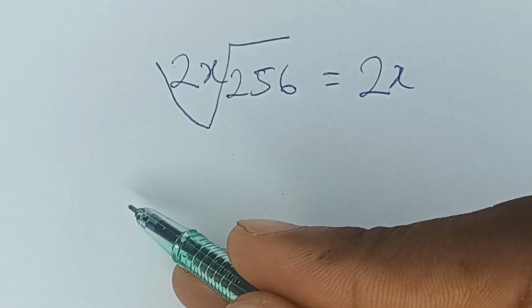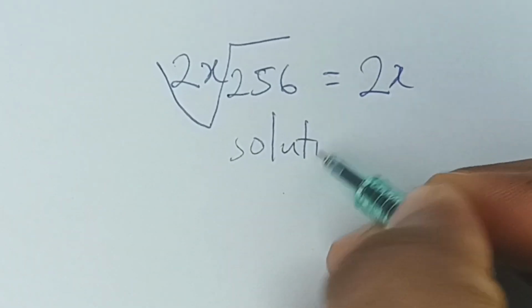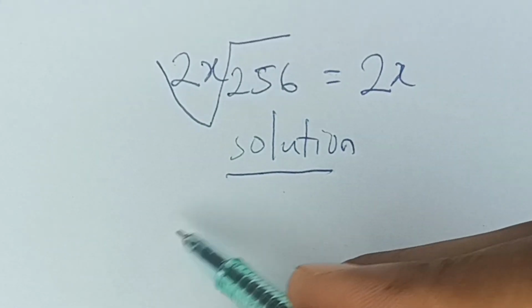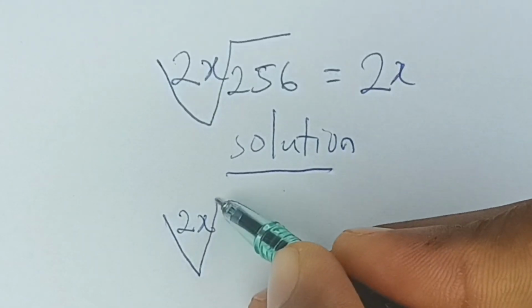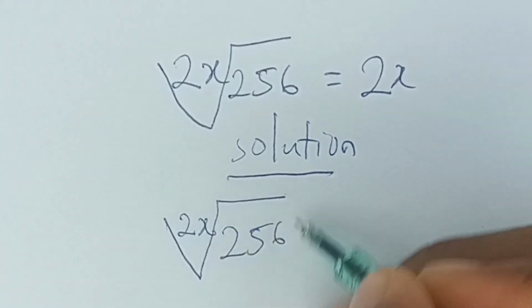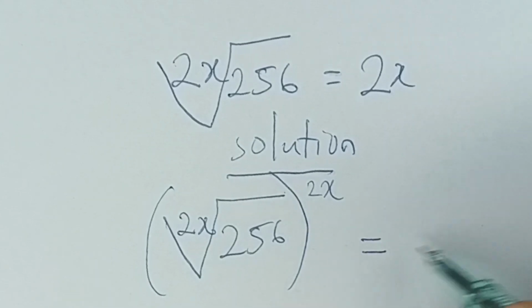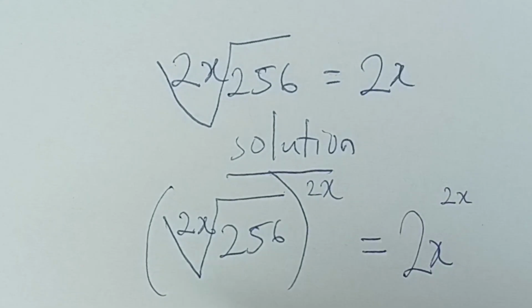Now, the first thing I do here is to take the 2x power of both sides. So I raise both sides to the power of 2x. So I have the 2x root of 256 raised to power 2x is equal to 2x raised to power 2x.